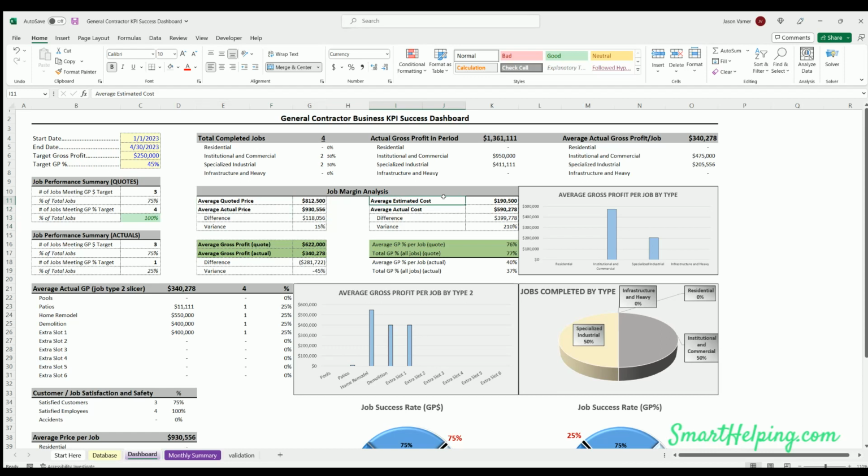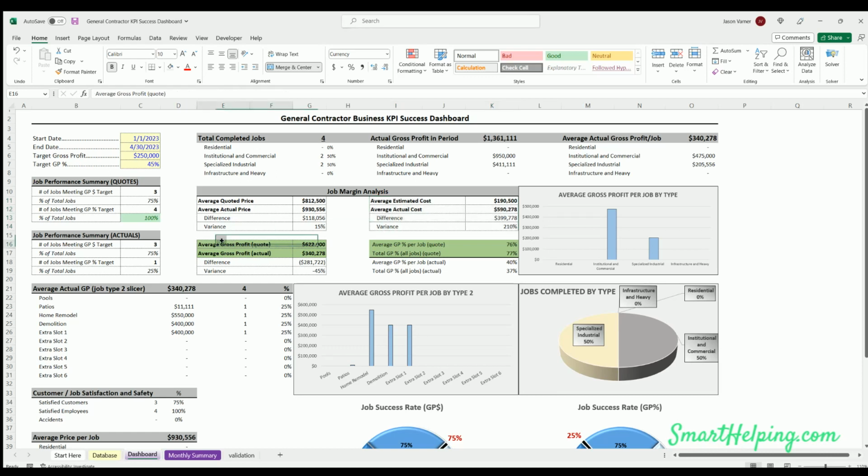Then you've got your average expected costs, actual costs, and the variance there. So in this case, we're saying that our actual costs are $400,000 higher on average per job than our quote. So our estimations are out by a variance of 210%. So that's a big variance there.